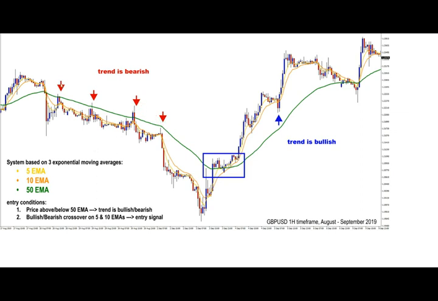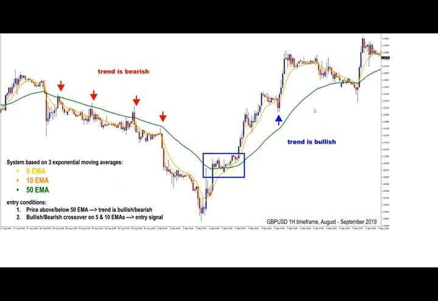So I have indicated all the trading signals that were generated by this strategy on this chart. And as you can see, we have 4 sell trading signals, which pretty much all resulted in nice profits in our example. And then in the middle of the chart here, the trend changed when the price crossed the 50 exponential moving average. And then we are starting to look for bullish signals on the shorter moving averages, on the 5 and 10 EMAs.